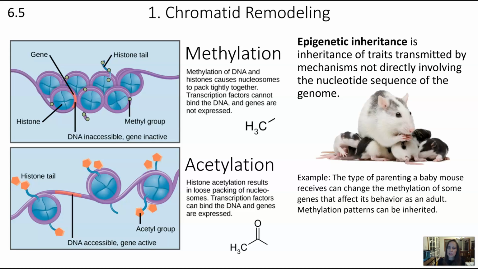An example of this is that the type of parenting a baby mouse receives can change the methylation of some of its genes that then affect its behavior as an adult, which then can affect how it parents its own baby mice, which can then continue down the generations. Methylation patterns can be inherited.